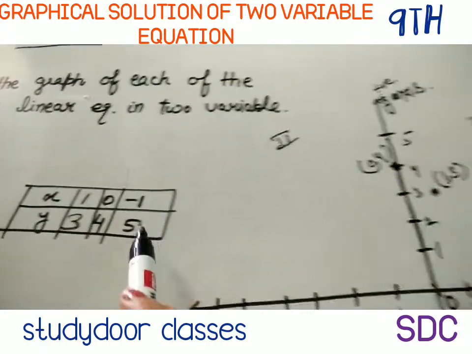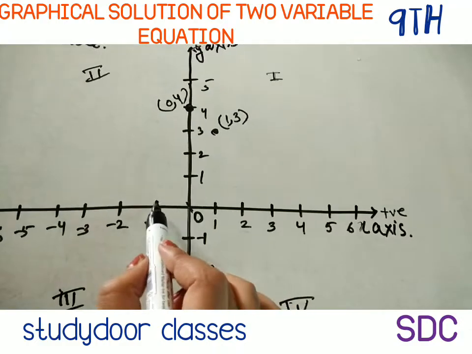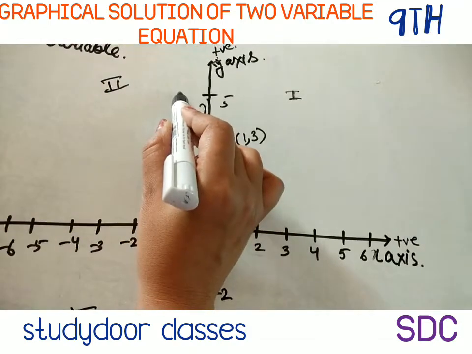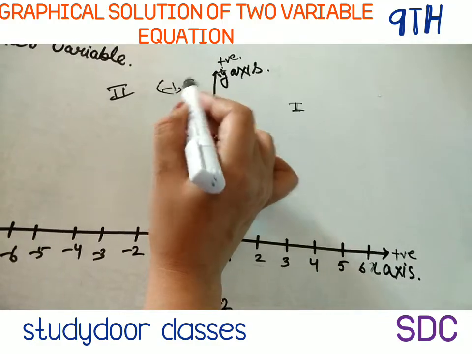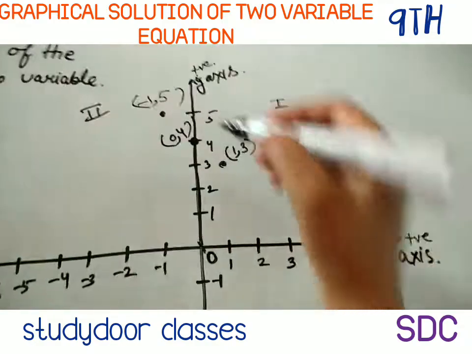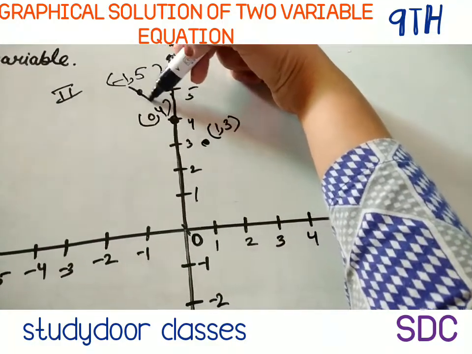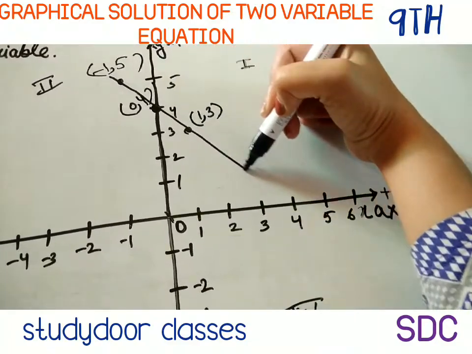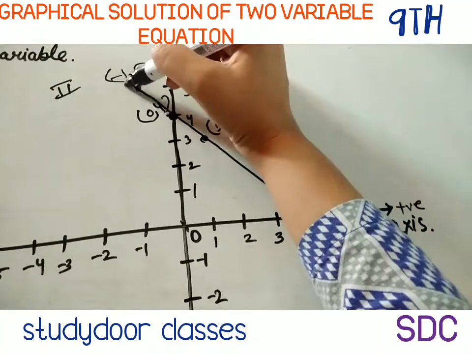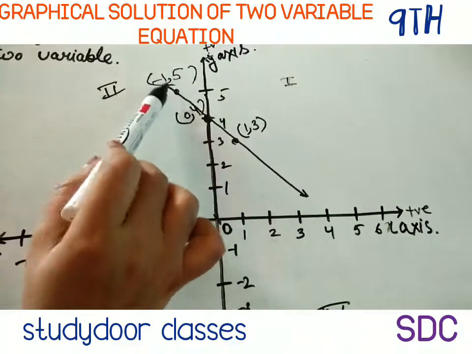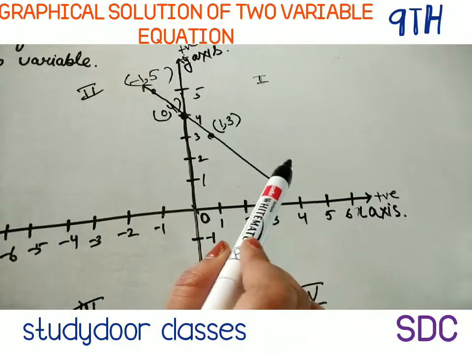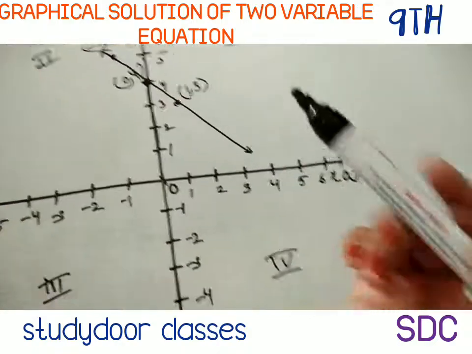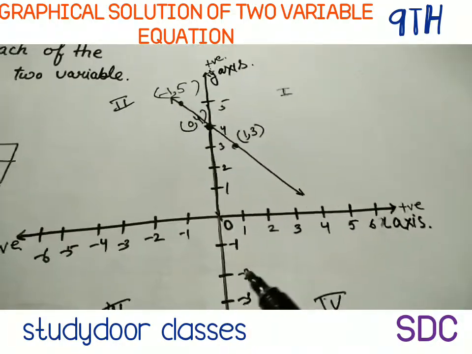Third point is minus 1 and 5. In front of minus 1 and 5, it is minus 1 and 5. Now join the three points. We find that it is a linear line, a straight line. So our solution is right.